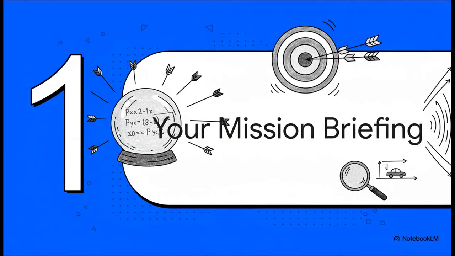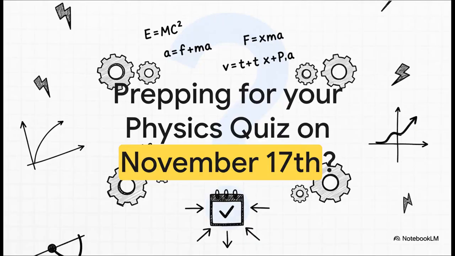First up, let's get our mission briefing. You gotta know what you're aiming for if you're gonna hit the target, right? So let's get a crystal clear picture of what you'll be facing. Are you getting ready for that quiz on November 17th? Well, this whole explainer is built just for that day. We're cutting out all the extra noise and focusing only on what you absolutely need to know.